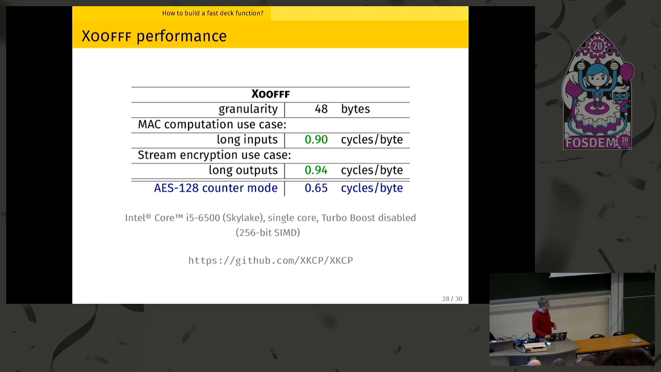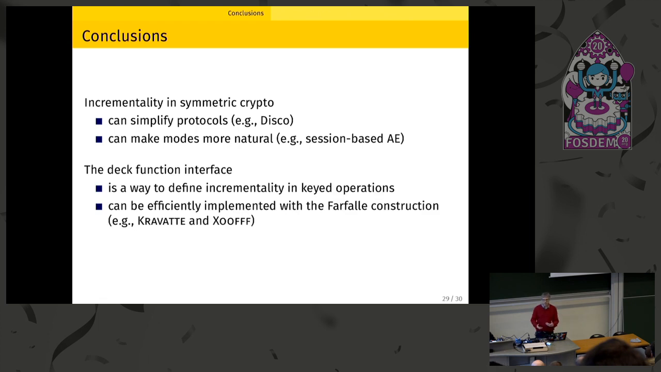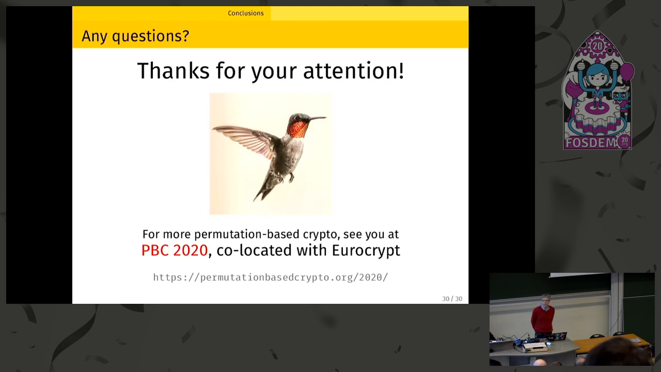On Skylake, it's slightly slower than the AES in counter mode, but if you have access to the new AVX-512 instructions, then it again becomes faster than the AES in counter mode, again using general purpose instructions. So that's all I wanted to say. Just to conclude, in this talk, I tried to explain to you why we think incrementality in symmetric crypto can make protocols simpler. We've seen that with an example, which is Disco. We also think that it can make some modes more natural. The notion of sessions really directly benefits from this incrementality. And then to capture this incrementality, we define the deck function interface. And we show that we could make some efficient schemes based on that, specifically using the Farfalle construction. And that's it. Thank you for your attention.